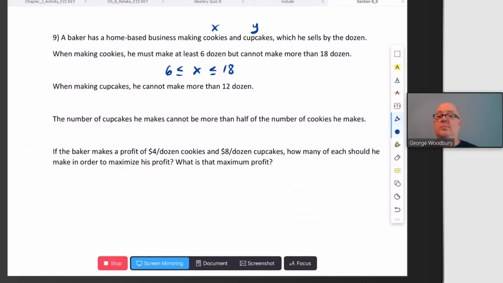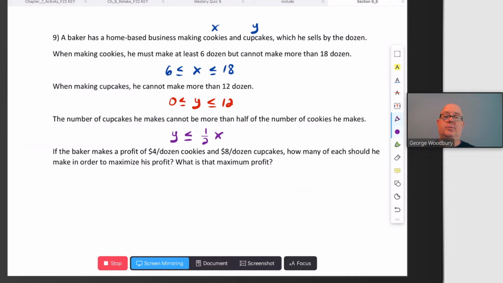The second sentence: when making cupcakes, he cannot make more than 12 dozen. That tells us that Y has to be between 0 and 12. And probably not even equal to 0, but nonetheless, the number of cupcakes he makes cannot be more than half the number of cookies he makes. The number of cupcakes, Y, is less than or equal to half the number of cookies, 1/2 X.